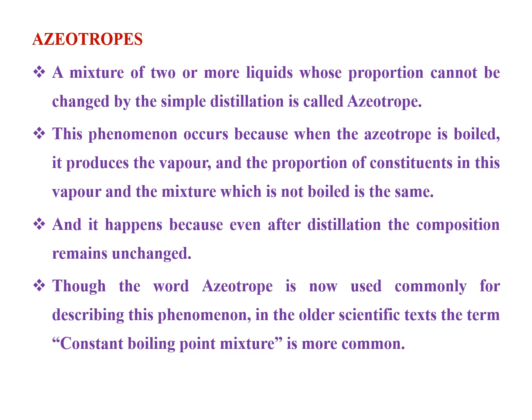This azeotrope occurs because when the azeotrope is boiled, it produces vapor, and the proportion of the constituents in the vapor and in the mixture which is not boiled will be the same. Even after distillation, the composition will not change. The composition remains unchanged. Though the word azeotrope is now commonly used for describing this phenomenon, in olden days it was termed a constant boiling point mixture.